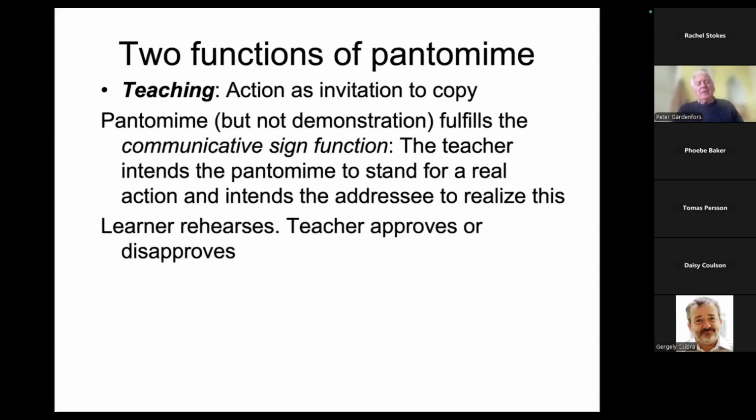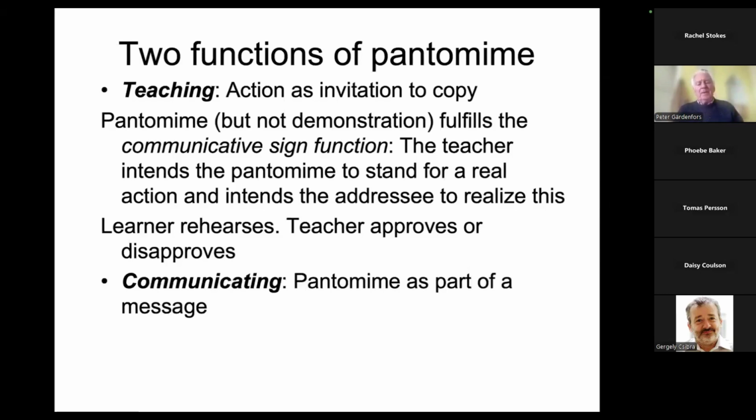And what happens then when somebody has pantomimed, the learner rehearses a napping or a cooking sequence or whatever is involved here, felling a tree or whatever, and then the teacher approves or disapproves. You give feedback. You evaluate the actions of the learner. That's the teaching use of pantomime. The other use is communicating. And that means you're not teaching somebody how to do something, but you're telling something. So this is the difference between showing something in the teaching role and telling something in the communicating role.